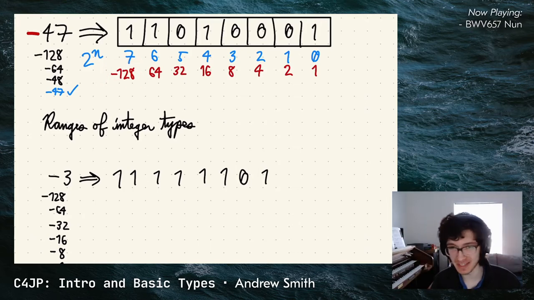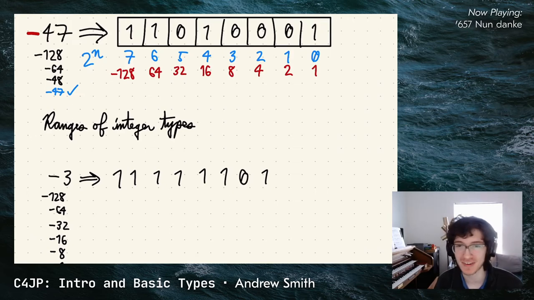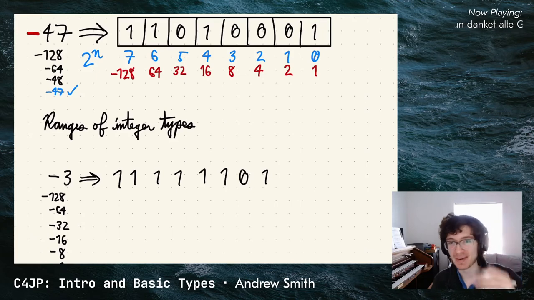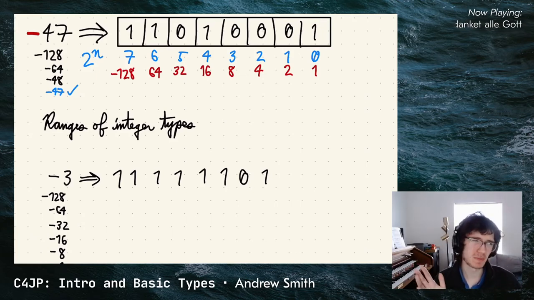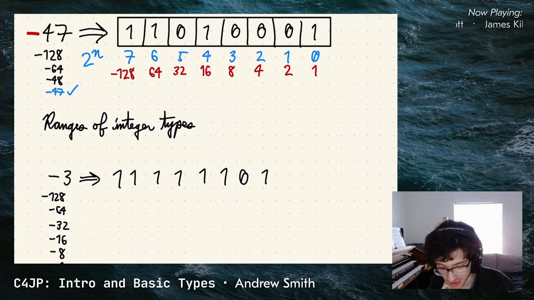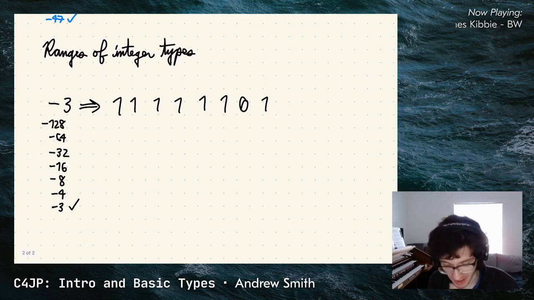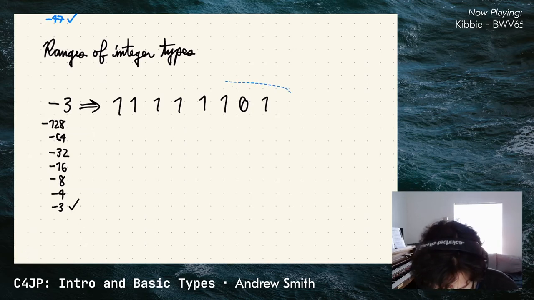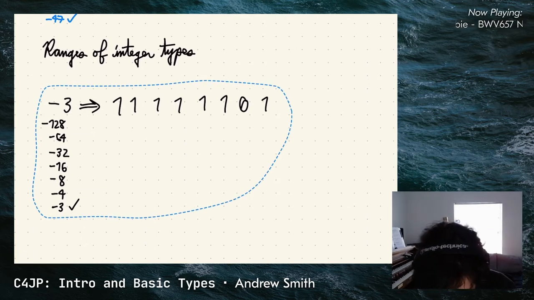Exactly. We're working with 8-bit integers here. 2's complement really only makes sense in terms of fixed-width integer types. If we said we have an infinitely large integer, 2's complement doesn't make much sense. But here we've said it's 8 bits, so our first bit is going to be negative 2 to the 7th, which is negative 128, as we've got there. Good question, glad we could clarify that. Now let's talk about the ranges of integer types.